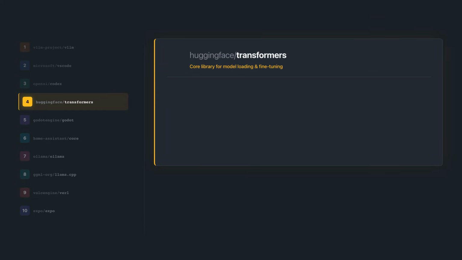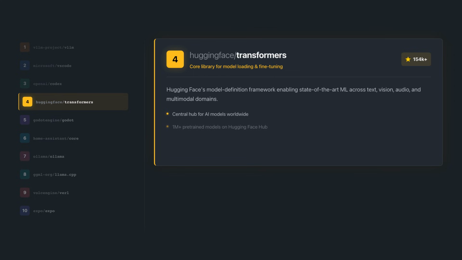Number 4. Hugging Face/Transformers. Hugging Face Transformers has become the lingua franca of machine learning. With over a million pre-trained models on the hub, it's the central nervous system connecting researchers, practitioners, and applications worldwide.